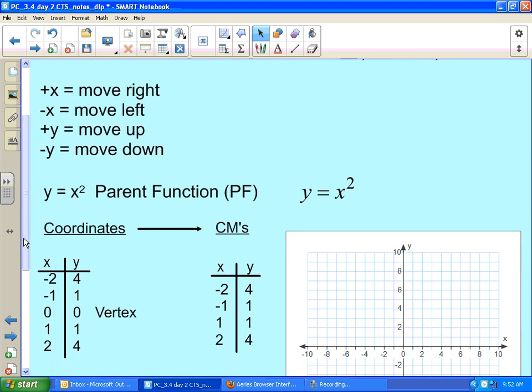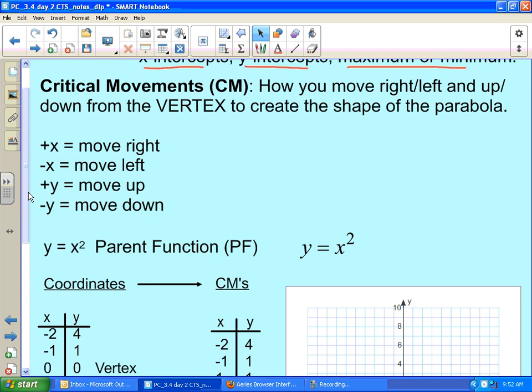Like here, y equals x squared. That's a parent function. There's no number multiplying, there's no adding, nothing going on with this. Just y equals x squared. So if we can understand what's going on with the parent functions in terms of how you move from a start point to create the graph, then you could use those movements. Once you start to translate a graph and stretch a graph, you can apply those movements to that graph.